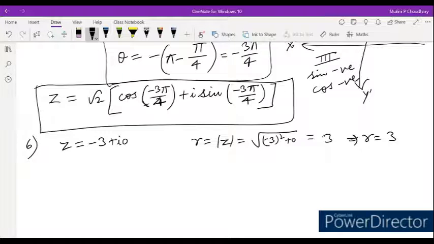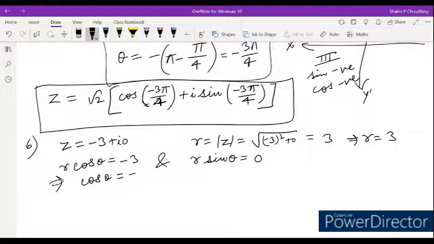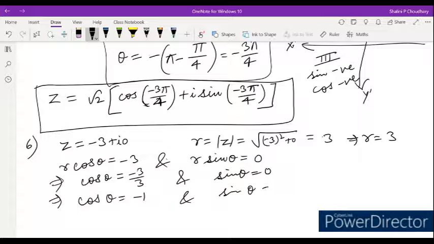Now we have to find out the theta. r cos theta will be equal to -3, and r sin theta will be equal to 0. It means cos theta will be equal to -3 upon 3 and sin theta will be equal to 0. So cos theta will be equal to -1 and sin theta will be equal to 0.